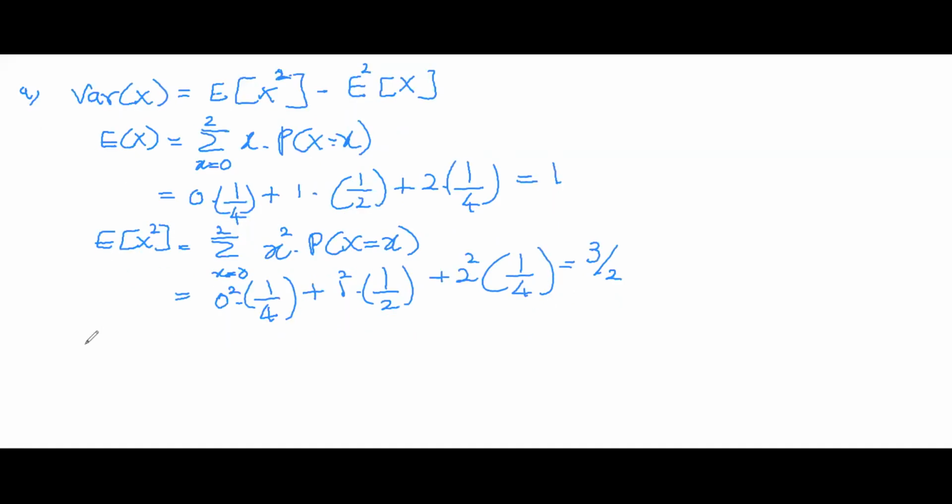Now we can write the variance of X, that is the expected value of X squared, 3/2, minus the expected value of X, the whole thing squared, that is 1 squared. So it is half. Right?